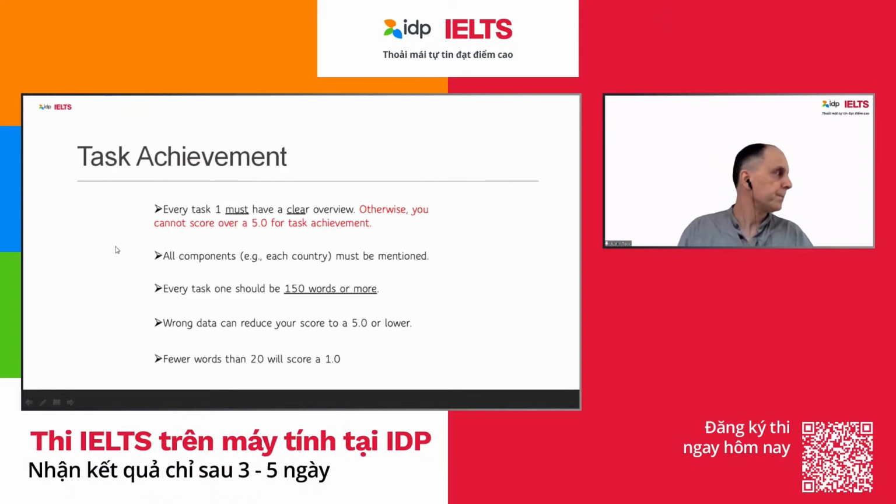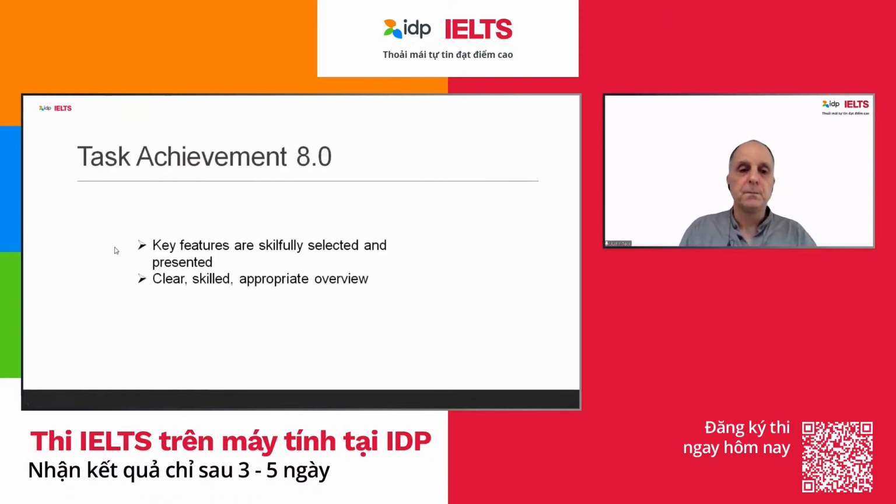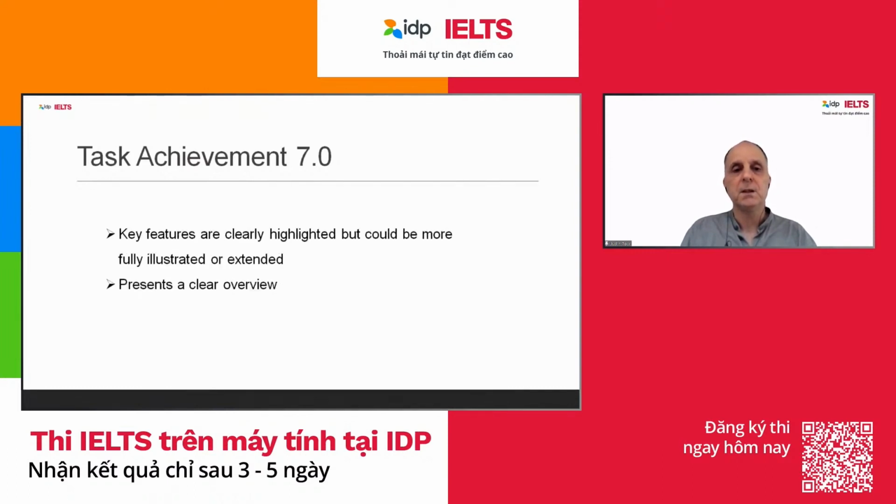All right. So for an 8, if you're aiming high, key features are skillfully selected and presented. Okay, make sure it's clear, skilled, appropriate overview. Okay. For a 7, key features, but more could be fully illustrated or extended. A clear overview. Make sure that the overview is very clear. Okay, we'll cover overviews shortly.